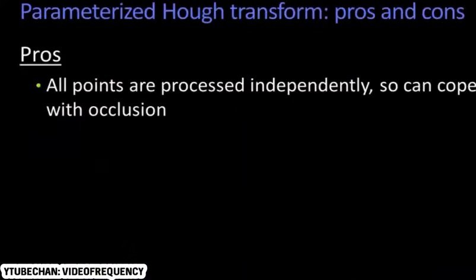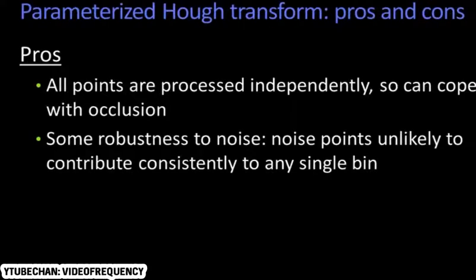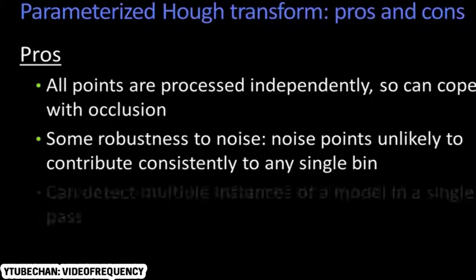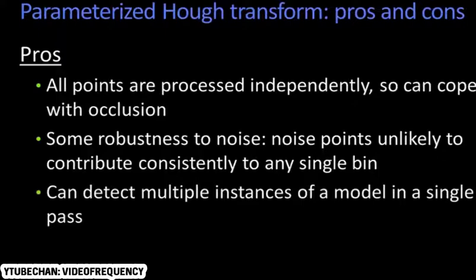So some pros and cons of the Hough transform. All the points are processed independently, so it's okay if part of my stuff is occluded because each point just gets to vote. There's a modest amount of robustness with respect to noise, because the noise points, as we said before, are unlikely to collude to vote for the wrong thing. And you can use it to find multiple instances of the object within a single image.